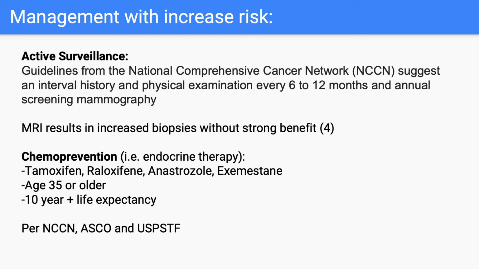There will be a video presentation in the future discussing imaging surveillance recommendations and what type of patients an MRI is indicated in. For chemo prevention, that simply means endocrine therapy. Most common examples being tamoxifen and anastrozole. We give these to patients 35 years or older that have a 10+ year life expectancy.